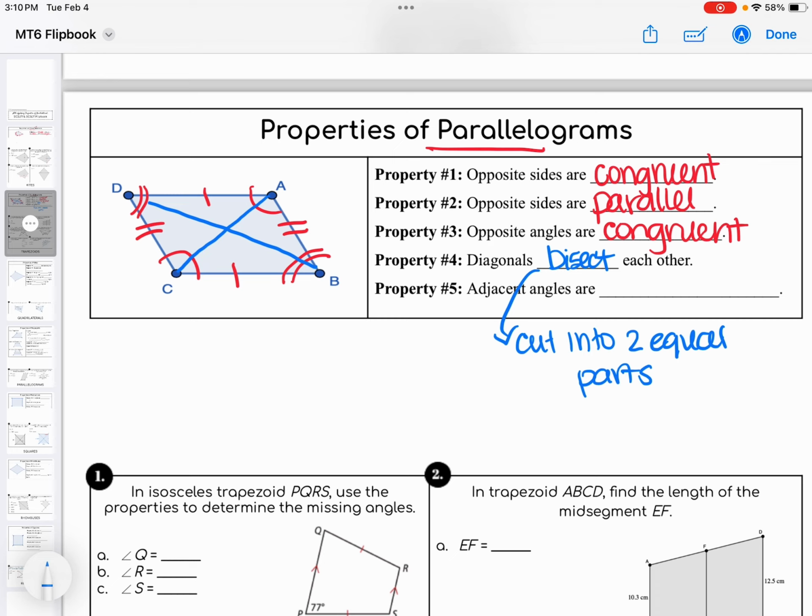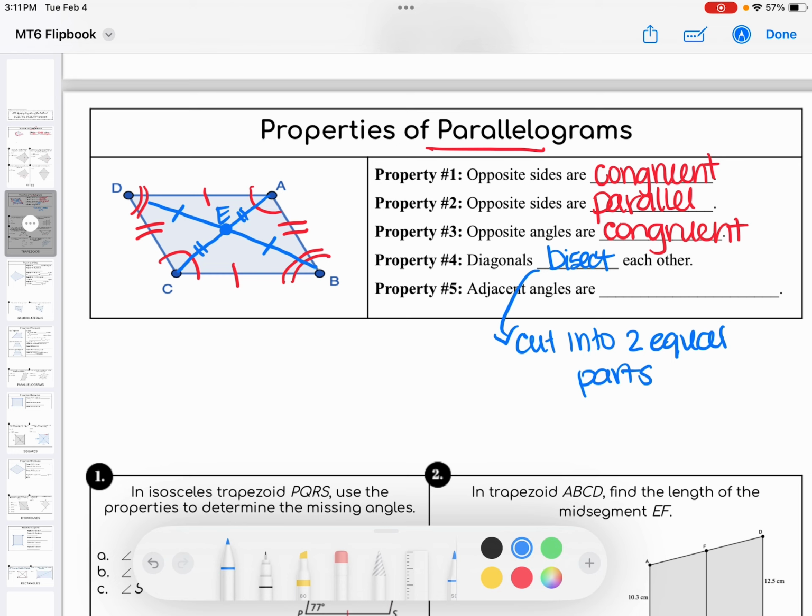So when these diagonals bisect each other, let's say that the place where the 2 diagonals intersect, we call that E. In this case, AE is going to be the same as CE because those diagonals bisect each other. They cut into 2 equal parts. DE is going to be congruent to BE because DB is going to be cut into 2 equal parts, DE and BE.